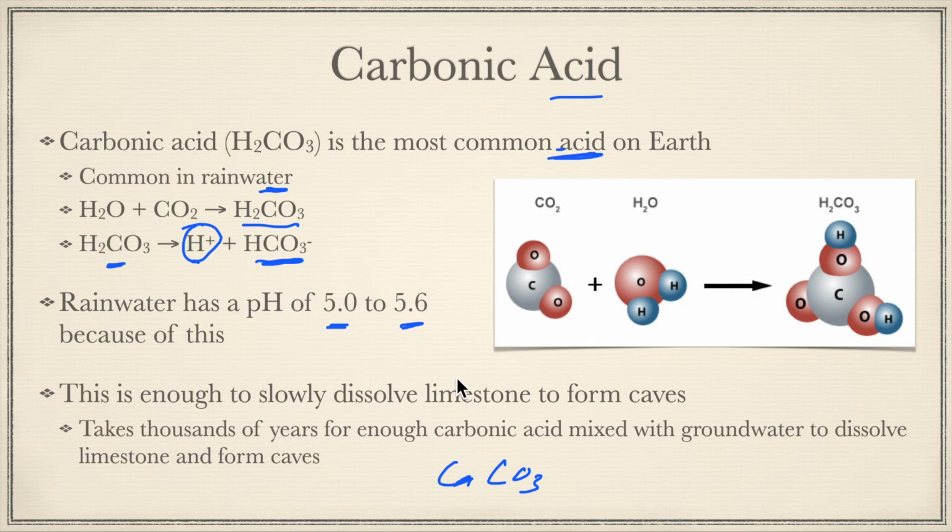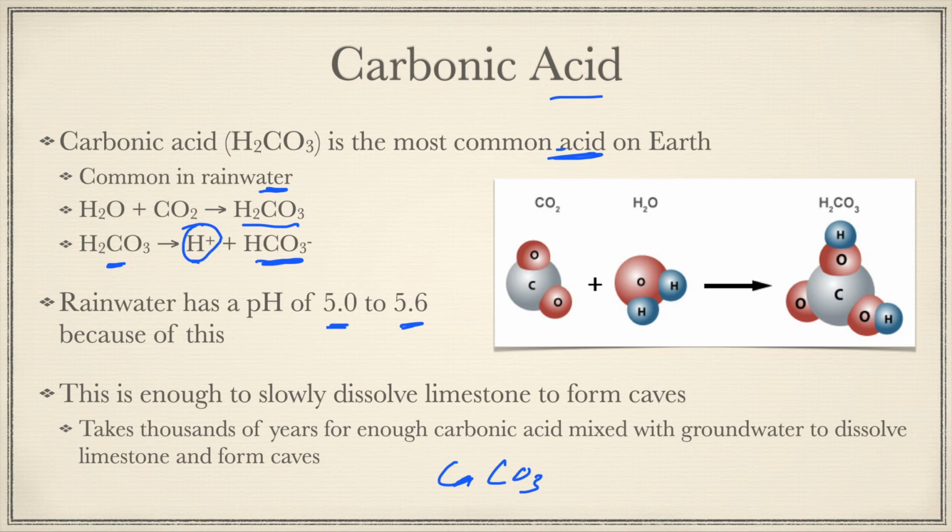So the carbonic acid reacts with the calcium carbonate and actually will start to dissolve it. This takes thousands of years for enough carbonic acid mixed with groundwater to dissolve limestone to form caves. So it takes a long time for this to happen, but it does happen slowly over time. Now, something else that happens before the water gets in the caves and starts dissolving limestone is, other than the carbonic acid, it also picks up organic acids from the soil too. So it gets slightly more acidic than this 5 to 5.6 because it does pick up some organic acids from the soil as it kind of leaches through the soil.